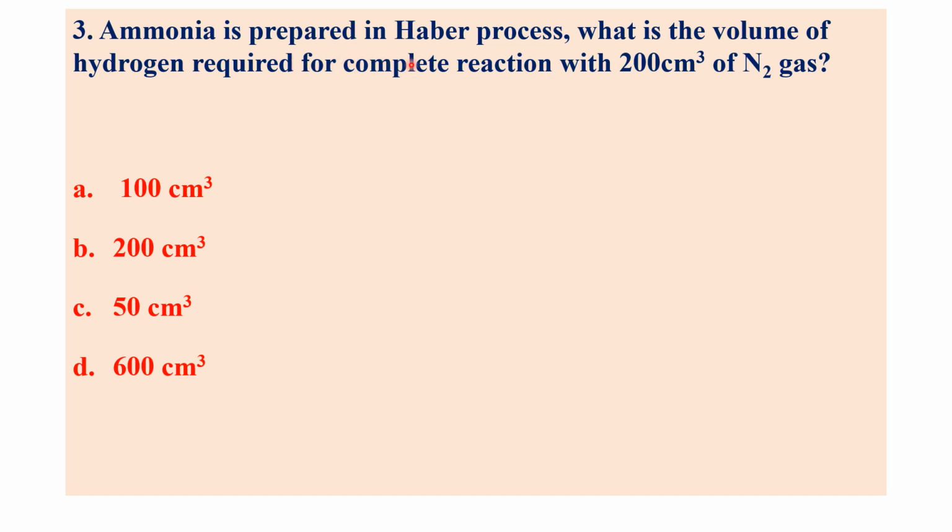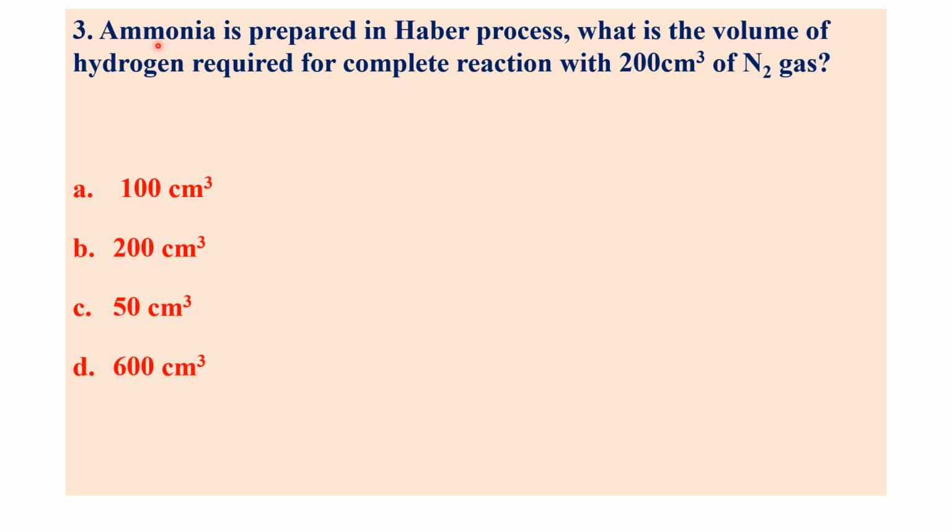Ammonia is prepared in the Haber process. What is the volume of hydrogen required for complete reaction with 200 cm cube of nitrogen gas? 100 cm cube, 200 cm cube, 50 cm cube, 600 cm cube.